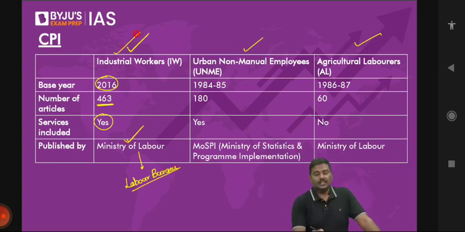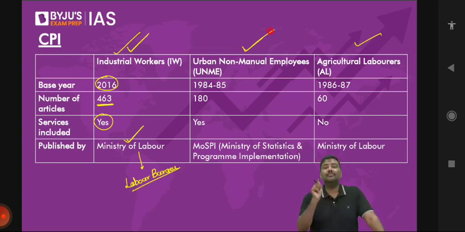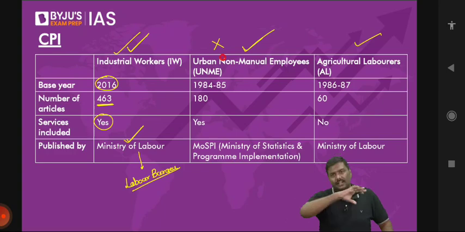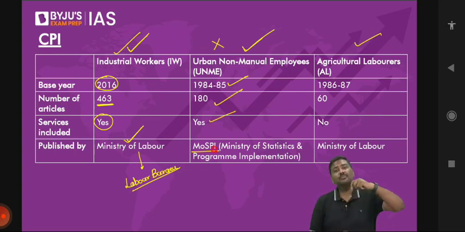Second, we have urban non-manual employees, UNME. This we have discontinued. We do not publish urban non-manual employees today. Post 2010, we have discontinued it. But some of the factual information: 1984-85 is the base year. Number of articles which are there in the basket, 180. Services were included, and this was published by MOSPI, Ministry of Statistics and Program Implementation.